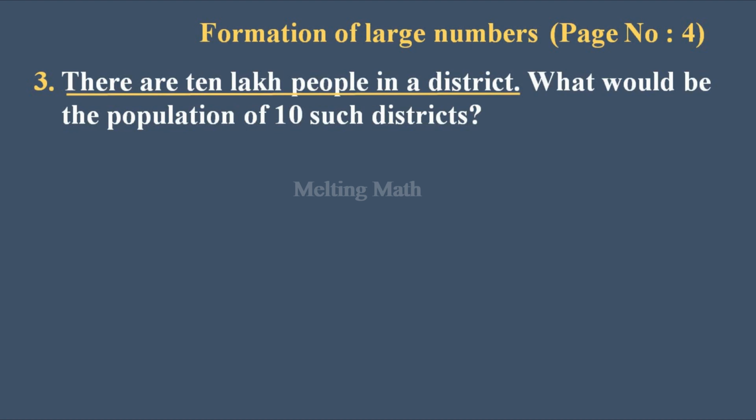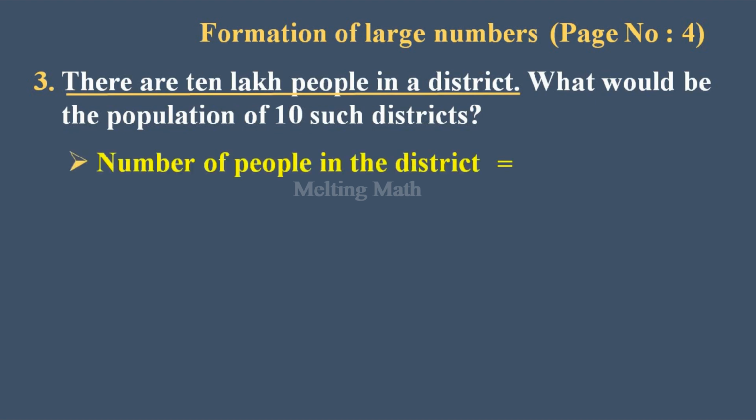So we have to write the data from the question as an answer. The number of people in a district is equal to 10 lakh. How can you write 10 lakh in numbers? Here they have given 10 lakh. We know, first write 10, then lakh means there should be 5 zeros.